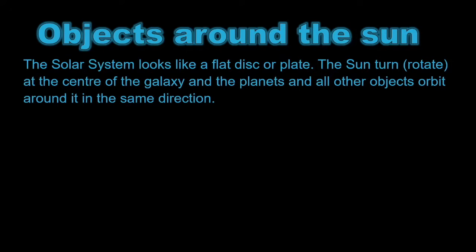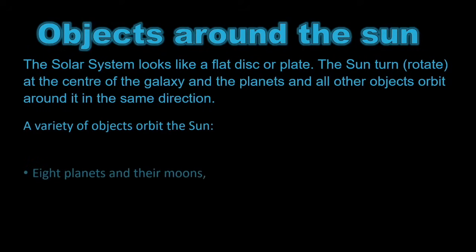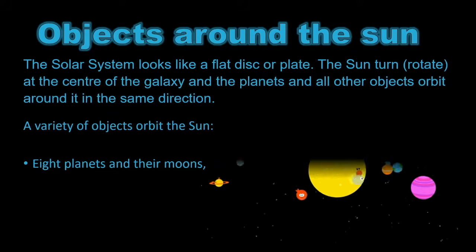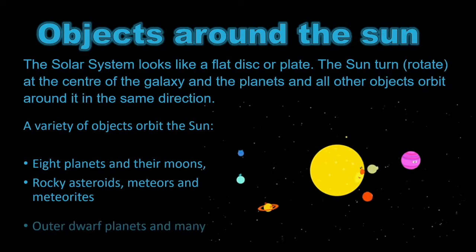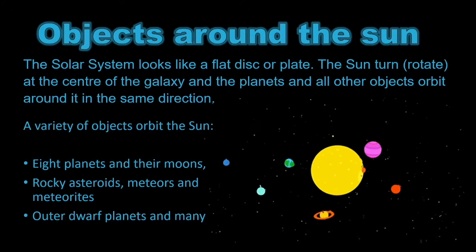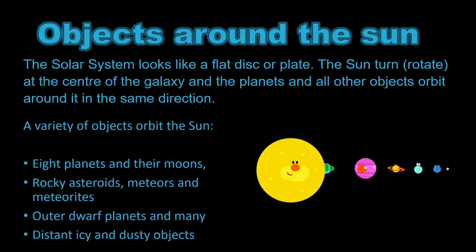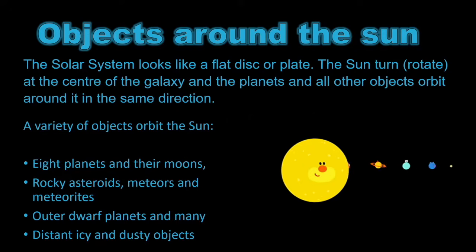So around the Sun, we will find different types of objects. Our solar system, if we have to give it a shape, is a flat disk or plate shape. We have the Sun, the center of our solar system, surrounded by planets and all other kinds of objects. Firstly, we have the 8 planets and their moons. We have asteroids, meteors, meteorites, and also some dwarf planets. Then we also have very distant icy and dust particles as well.